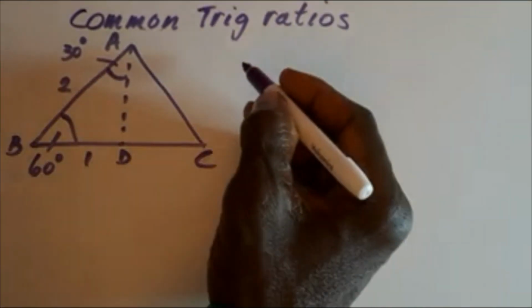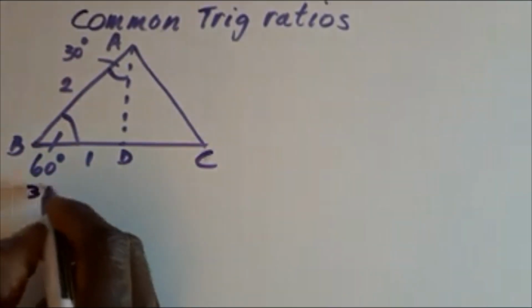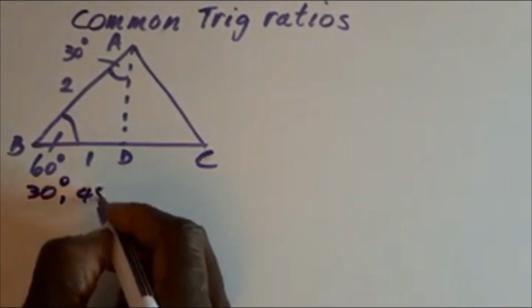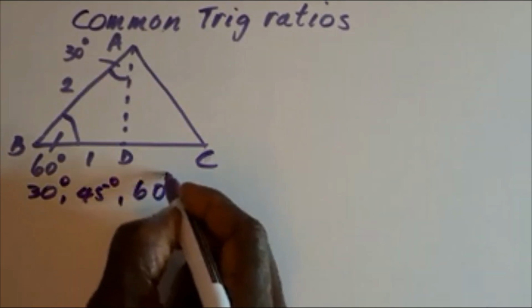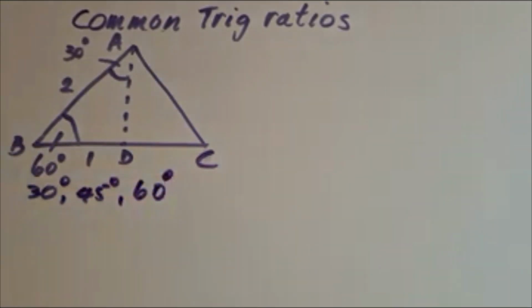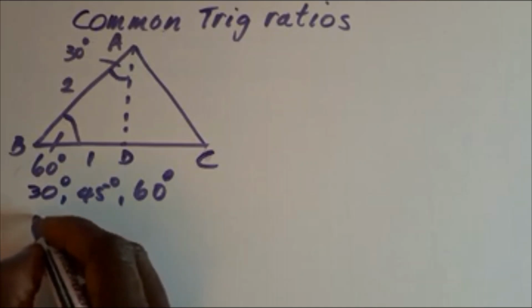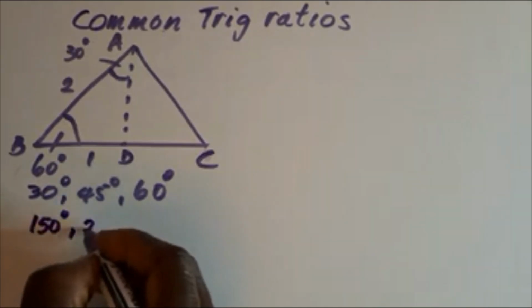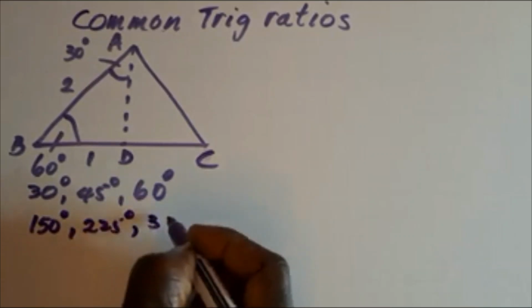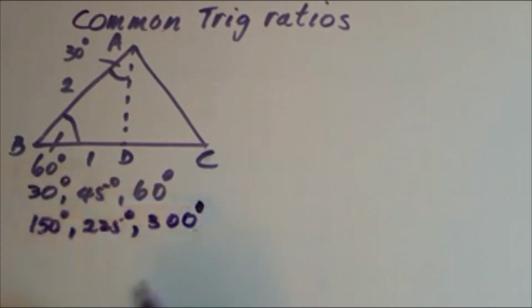So for angles 30 degrees, 45 degrees and 60 degrees, each one is the associated acute angle of 150 degrees, 225 degrees and 300 degrees respectively. So we have 45 degrees is an acute angle of 225 degrees and so on. These are all frequently used, and it's worth committing them to memory.